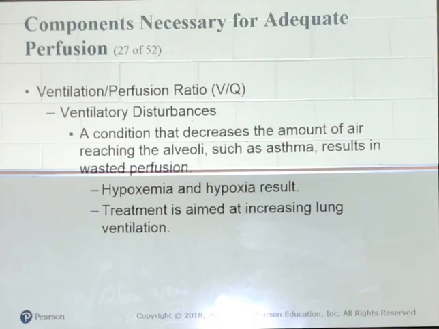Decreases the amount of air reaching. Okay, maybe we're not able to get air in. It'd be a clogged airway. Okay. That can also be known as what? What causes constriction and mucus production? Asthma.